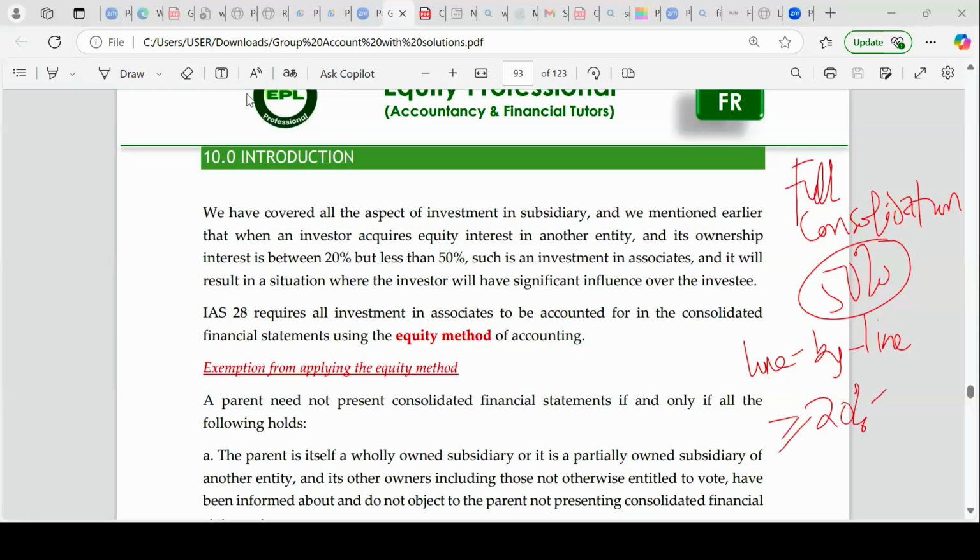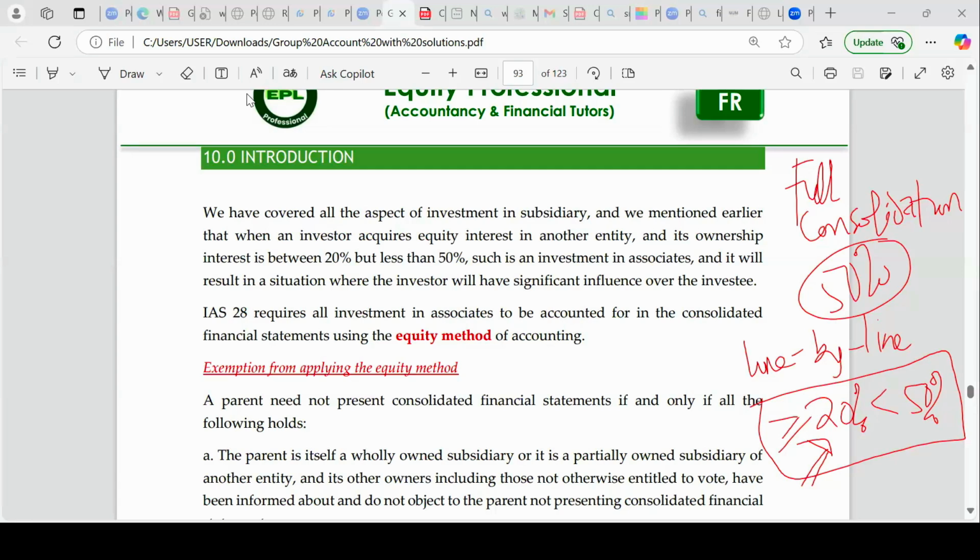However, it is less than 50%. Now, this may be the case, and yet it will not be accounted for as an investment in associate. Let me repeat that. Even when the equity investment is within this threshold, there is the possibility that it may not be accounted for as an investment in associate. Now, how is investment in associate accounted for?